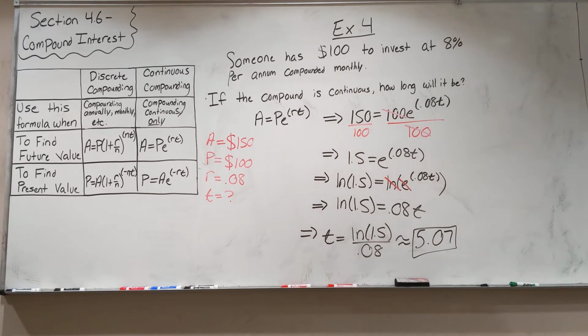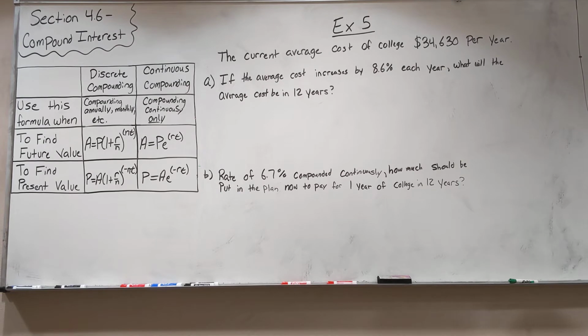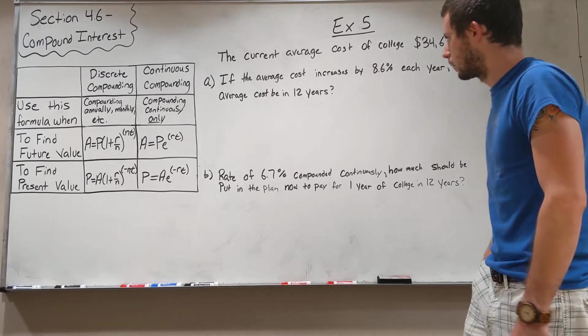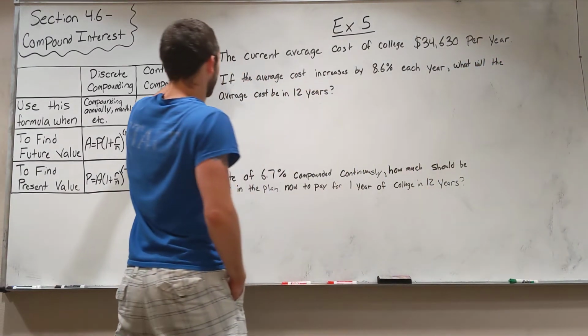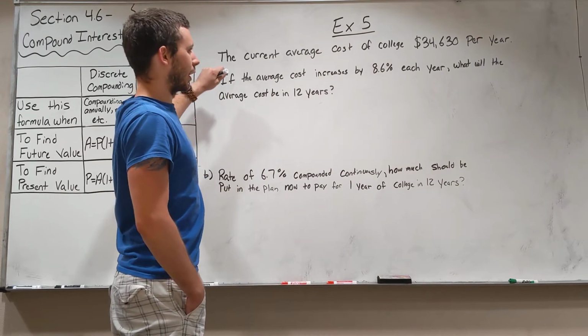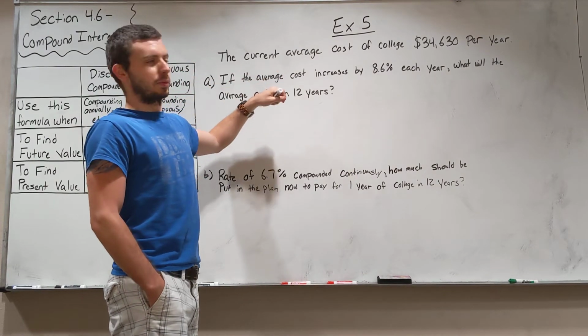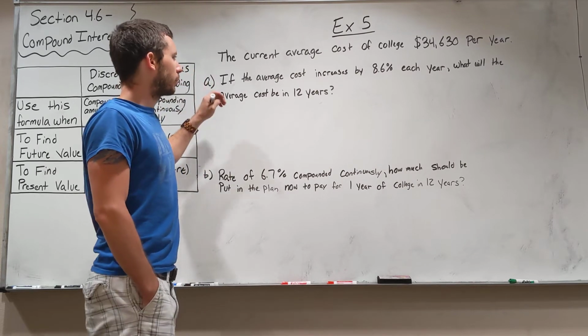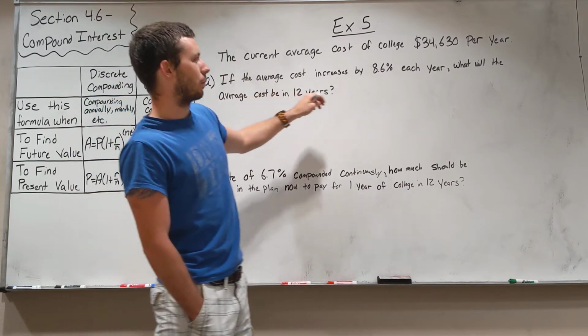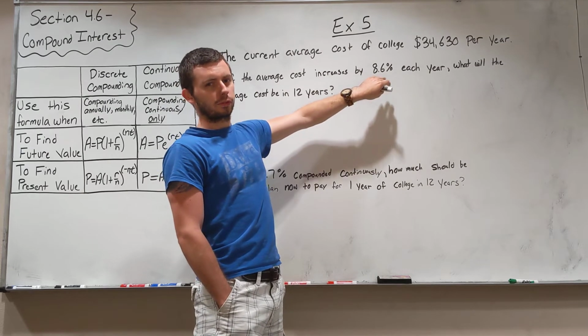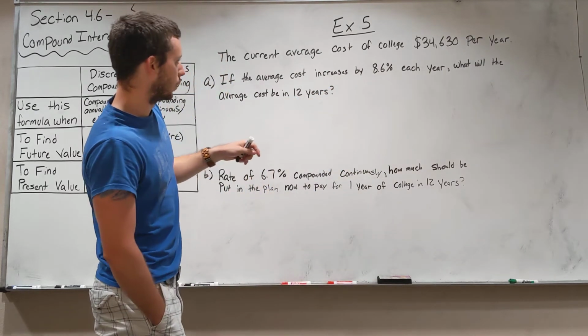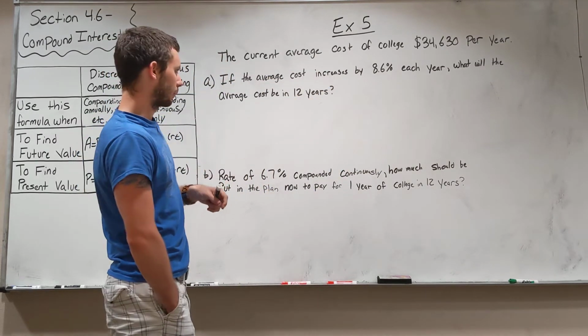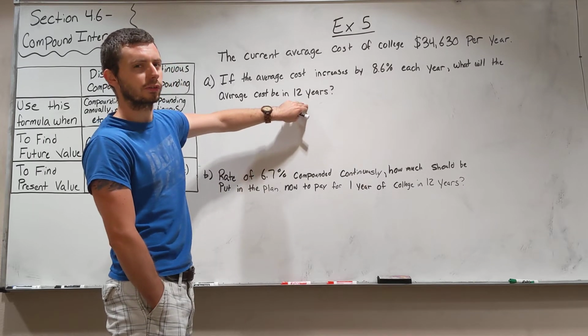And that would conclude both parts of example 4. So we'll go ahead and move on to another word problem. So this one, the problem says something about a survey that estimates the current cost of college to be some value per year. And for part A, it gives us this information about an 8.6 increase each year to the cost of college per year and what it will be in 12 years.